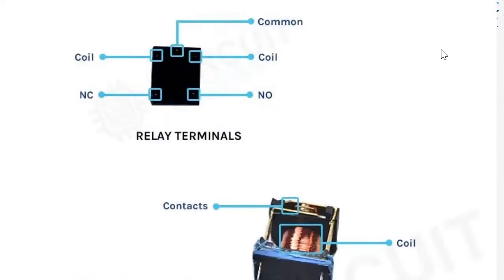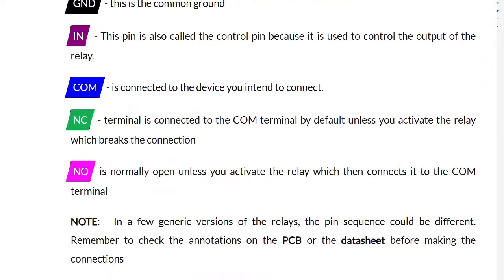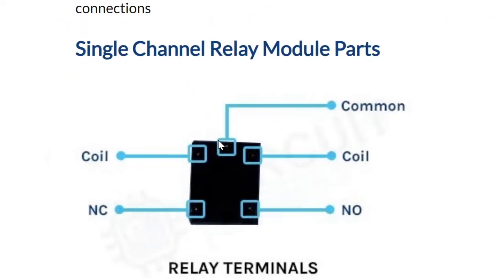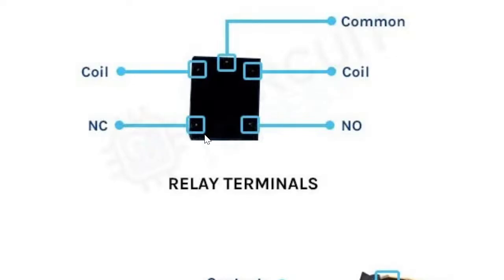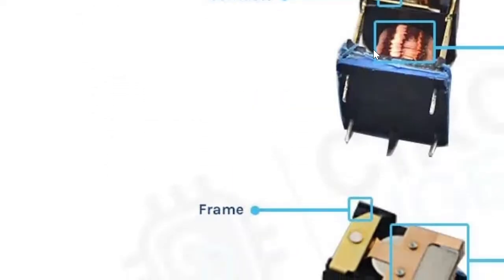If you check the backside of the actual relay module, you will have something like this. This is the common pin, and here we have one coil. This is the other coil terminal. We will discuss that. This is the NC pin, the normally closed pin, and this is the normally open pin. From a coil we have two terminals, and we have one common pin.